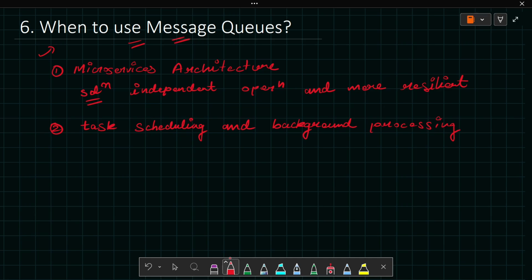What is the solution? You are using message queue. Offload these tasks to the message queue and have background workers like consumers to process them asynchronously. That's the solution. The third advantage or third use case is event driven architecture.